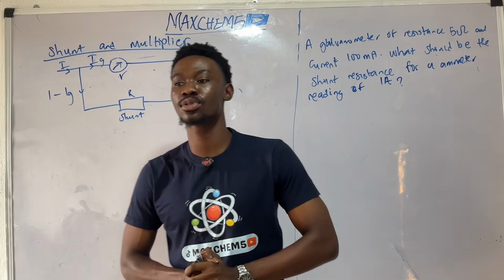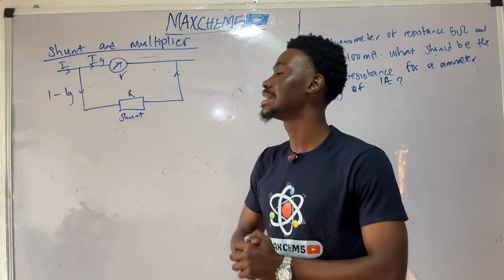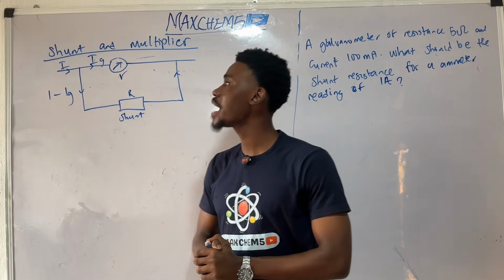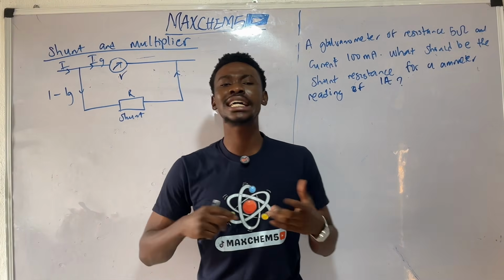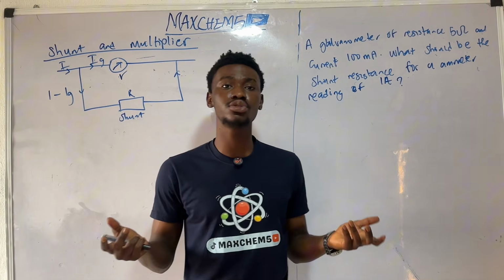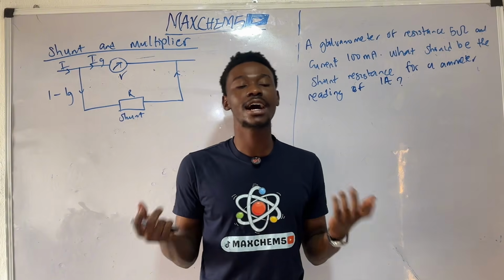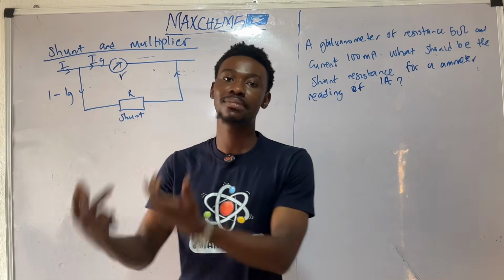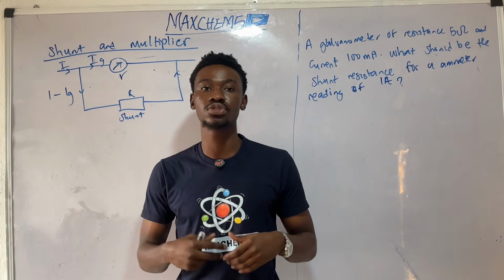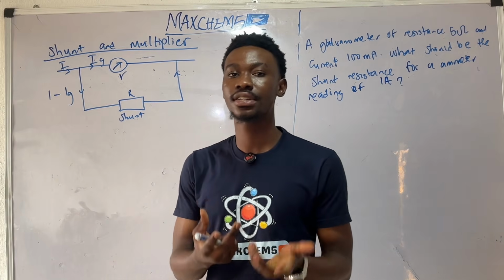So today I would like to talk about shunts and multipliers. So we have something called a galvanometer. A galvanometer is an instrument used to detect electric current. But it turns out that a galvanometer can be converted to an ammeter. An ammeter is a device used to measure electric current.